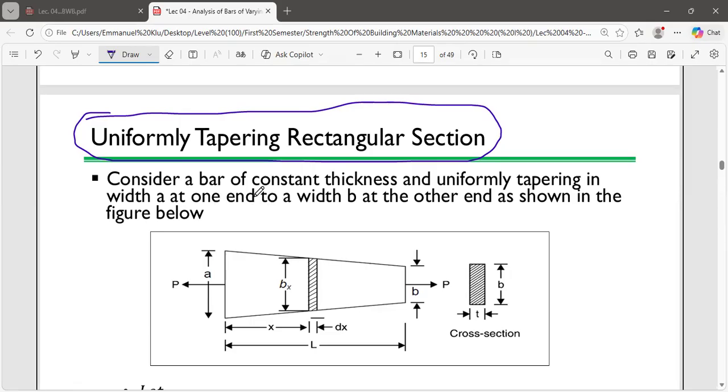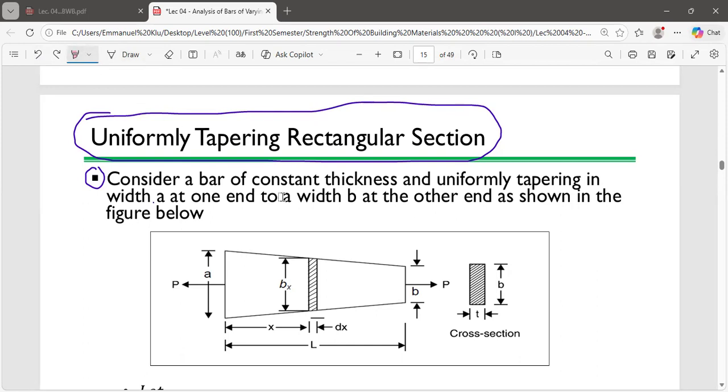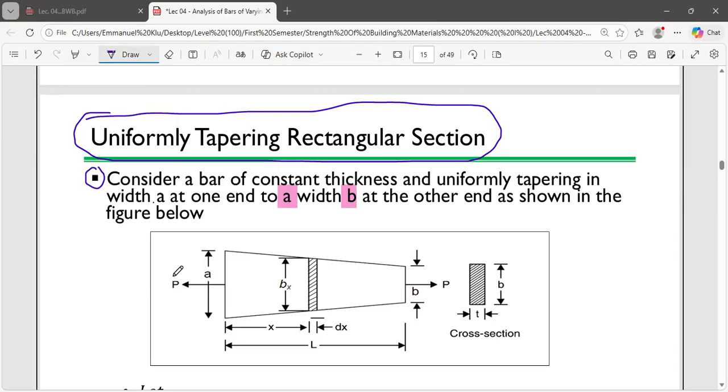Let's take it one more last time. Consider a bar of constant thickness and uniformly tapering in width A at one end to a width B at the other end, as shown in the figure below. So let me quickly highlight: this is width A and this is width B, at one end. That is what I'm talking about in the figure below.